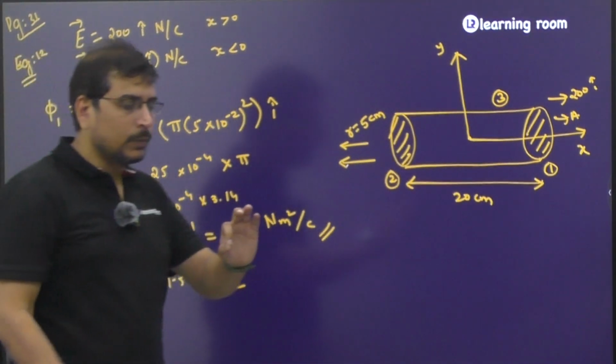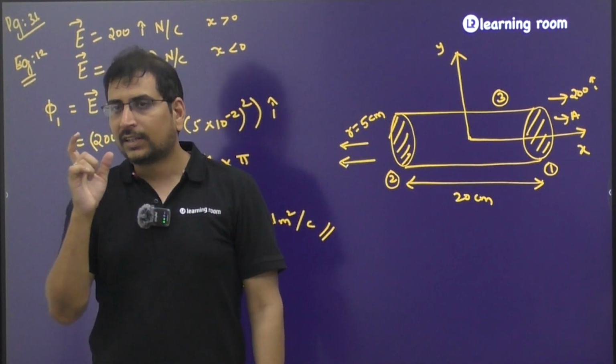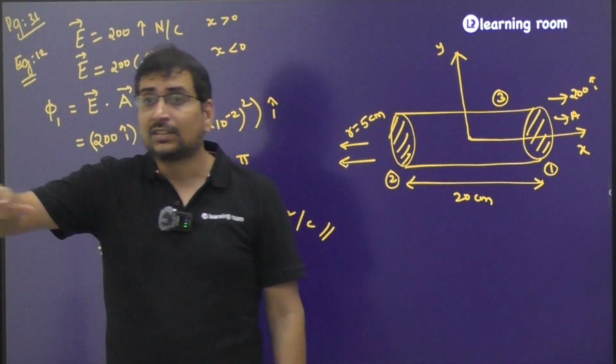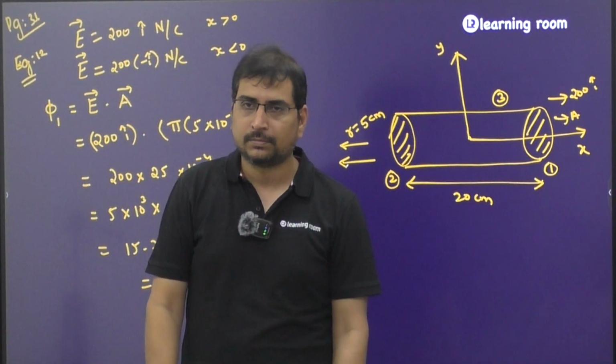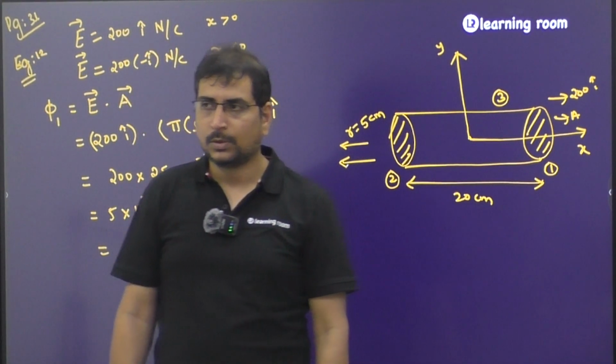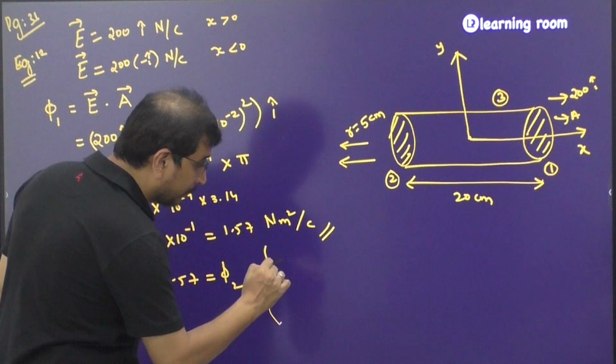See, it's very simple. Whenever you have flux to be a positive value, remember this: flux positive means it is leaving the surface, flux negative means it is entering the surface. That is another symbolic representation. So phi 1 and phi 2 are the same. That's the answer for the first and the second part.